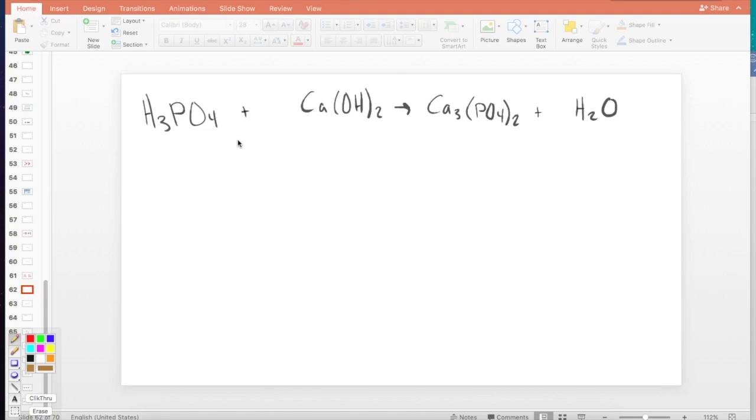So remember my rules. We want to balance hydrogen and oxygen last. So let's try to balance everything else. So going through the reactant side, I notice that there's a P, a phosphorus. Then coming on the other side, I see that there's another phosphorus. But wait a second. This phosphorus is kind of tangled up on the inside of these parentheses.